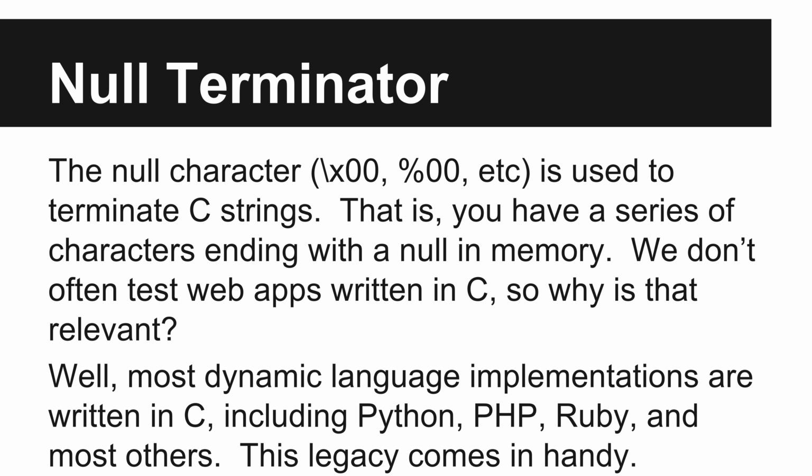That said, most web applications aren't written in C, so why does this matter? Well, most dynamic language implementations are written in C and can occasionally carry on this legacy. That includes Python, Ruby, and most importantly, PHP. This legacy comes in handy. I should note though, I'm going to be picking on PHP in this video since it's the most common language that's vulnerable to this, but it's not the only one. This will happen in some Perl code as well, albeit rarely.